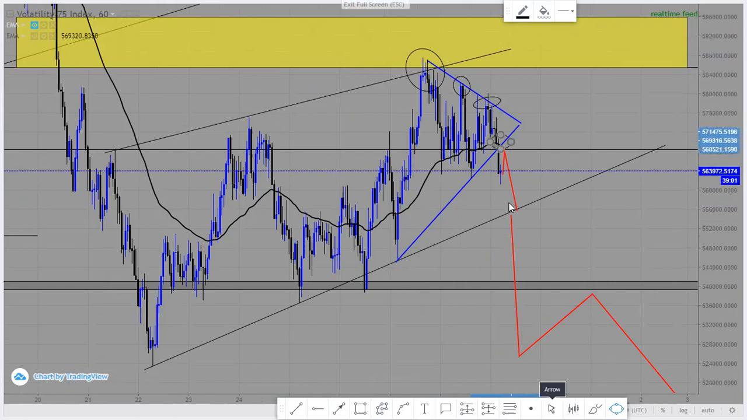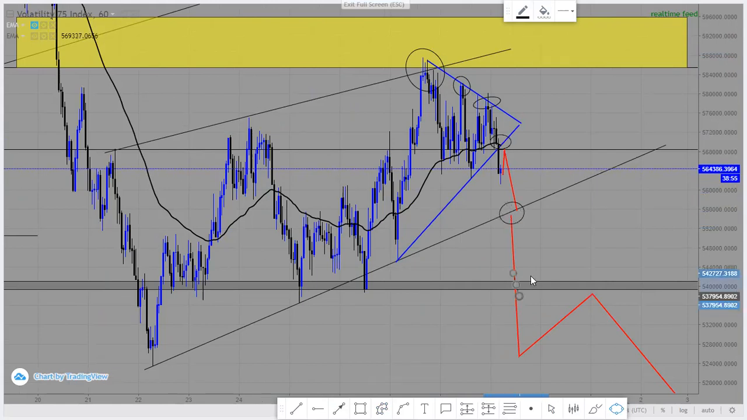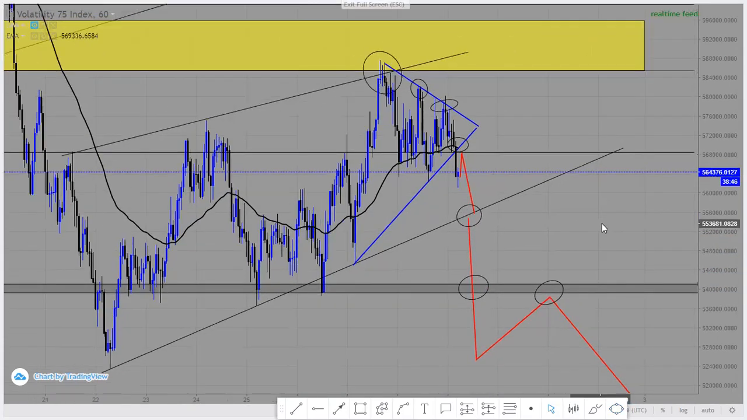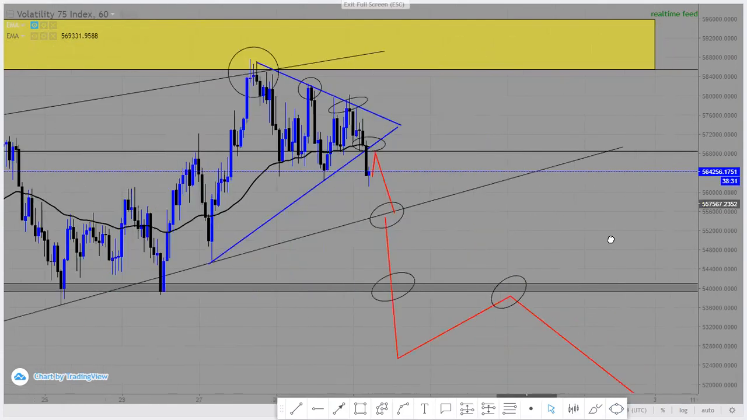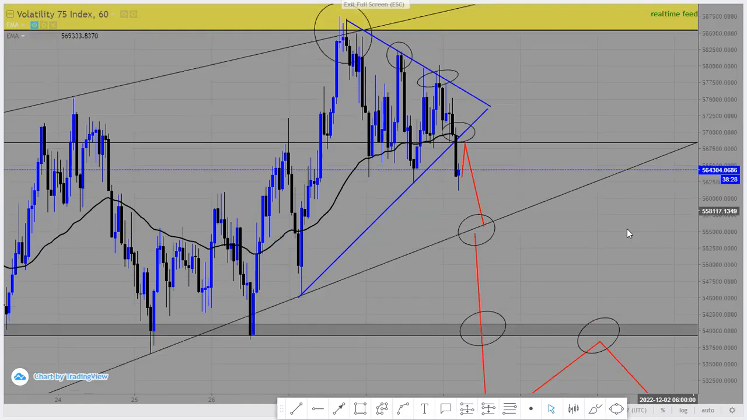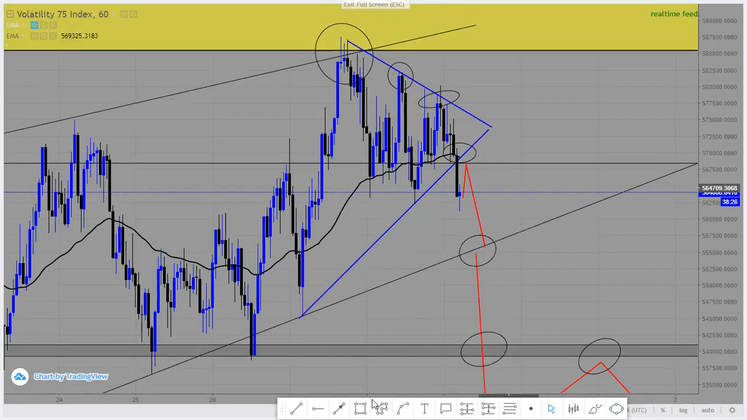So all these that I'm marking, these are my zones that I'm looking forward to for entries on the VIX75. Selling opportunities on the VIX. You can actually take selling opportunities.